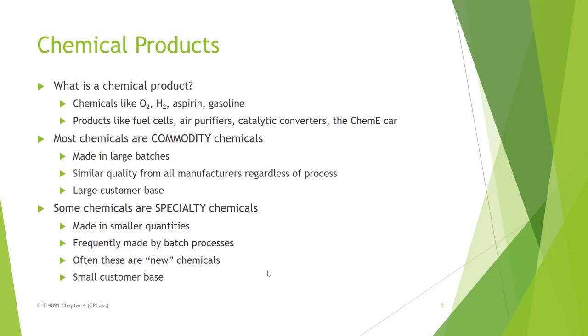But a lot of our engineering time, a larger portion, will be on specialty chemicals that are going to be made in smaller quantities, often done in batch processes instead of continuous processes. Frequently, these are new chemicals, and so they have a small customer base, perhaps a growing customer base, but we are trying to build on that. And so those would be chemical products.